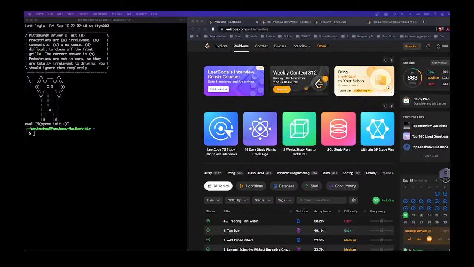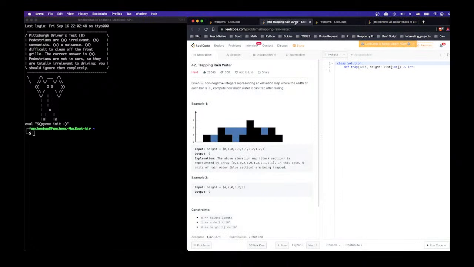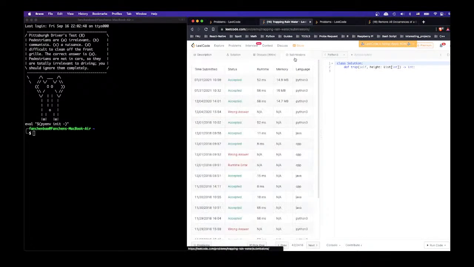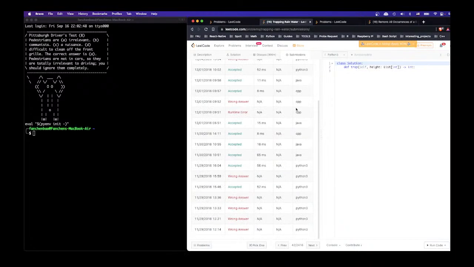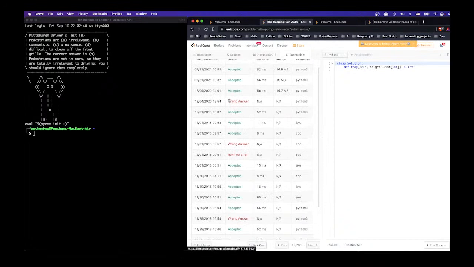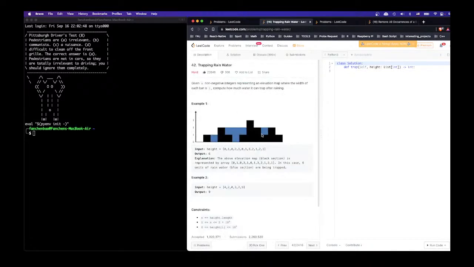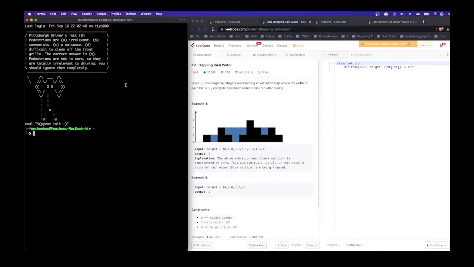I didn't do yesterday's Trapping Rain Water. Let's see, I think I've done this 4 times. First time, 2018, then 2020, 2021. So this is the 4th time. I've done it 3 times. One of the classics. I know what the problem is. I've done it too many times.